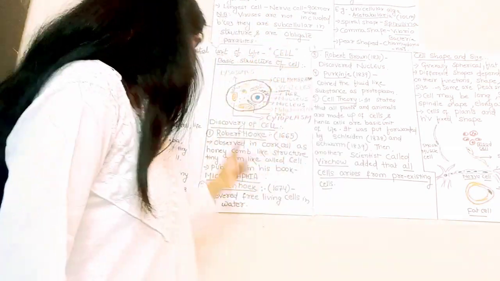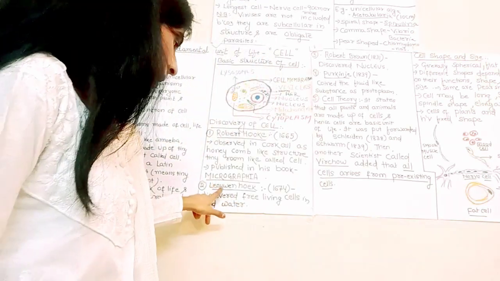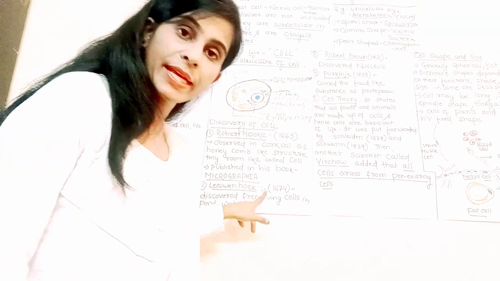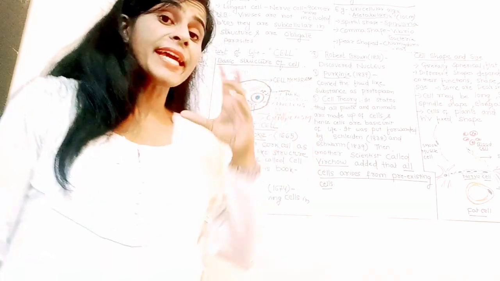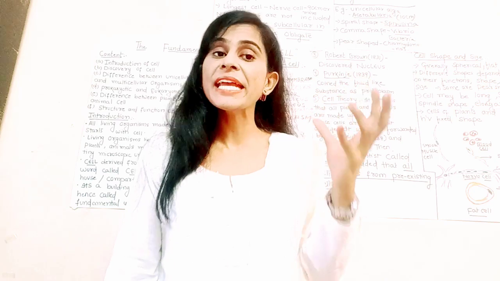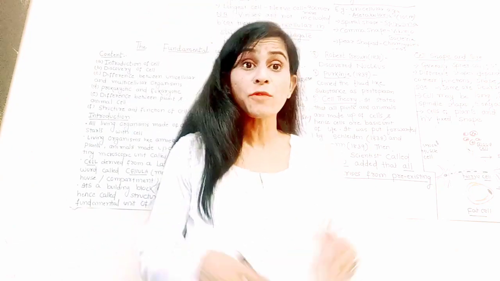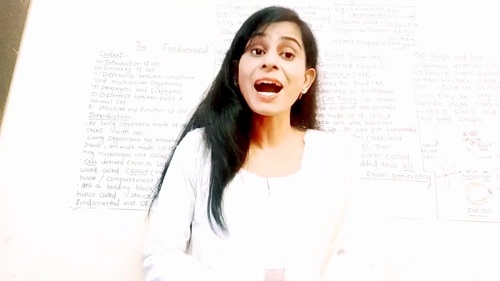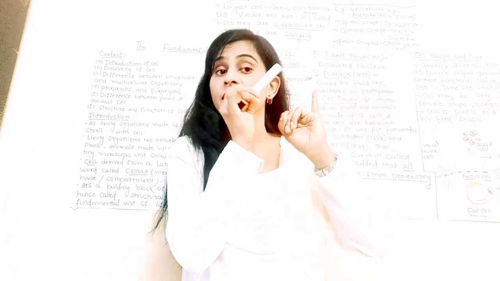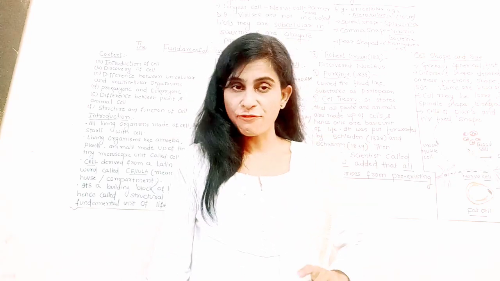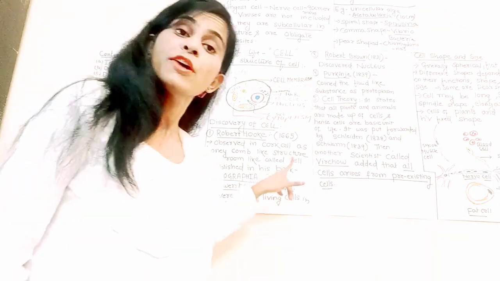So guys, another scientist came, and the name of that scientist is Leeuwenhoek, in the year 1674. So what did he do? He discovered some free-living cells from pond water. He took some pond water and observed it under a microscope. Then he found some cells which are living, guys. First of all, Robert Hooke, don't forget it, in the year 1665. And second comes Leeuwenhoek in the year 1674.